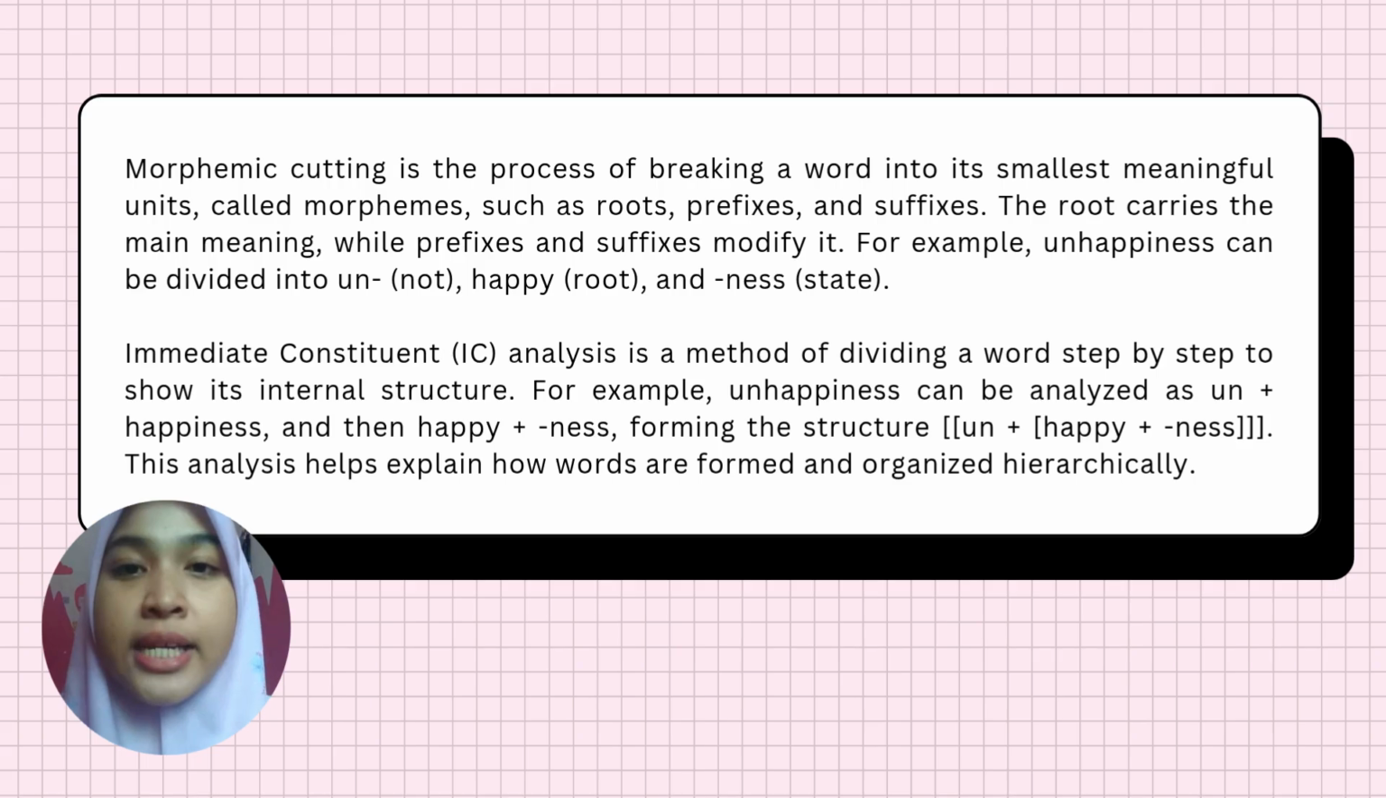And immediate constituent or IC analysis is a method of dividing a word step by step to show its internal structure. For example, unhappiness can be analyzed as un plus happiness and then happy plus ness, forming the structure un plus happy plus ness. This analysis helps explain how words are formed and organized hierarchically.